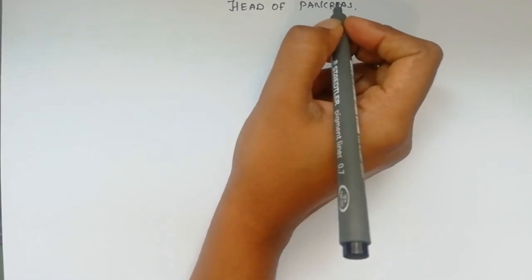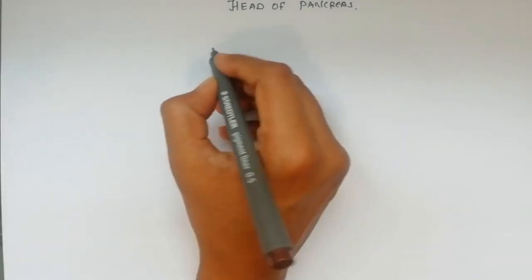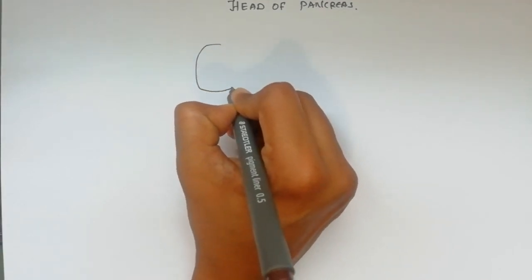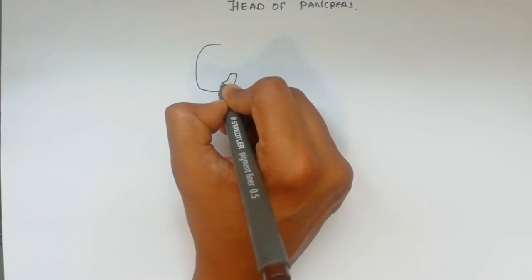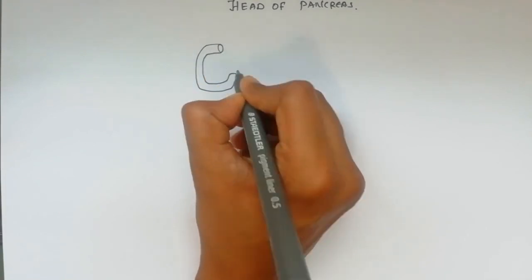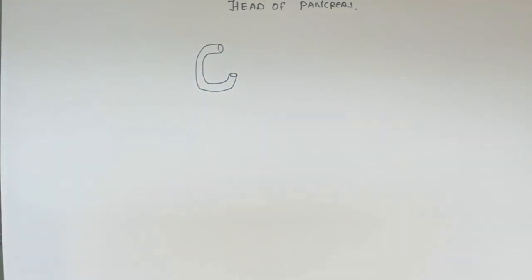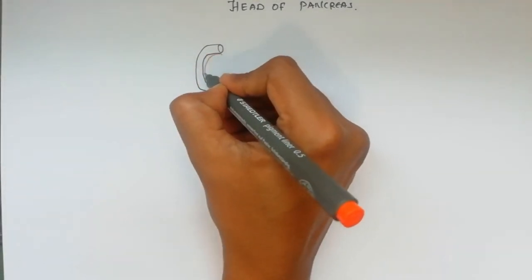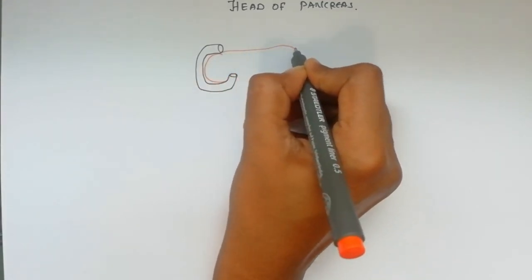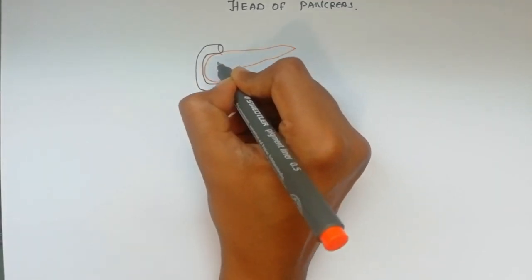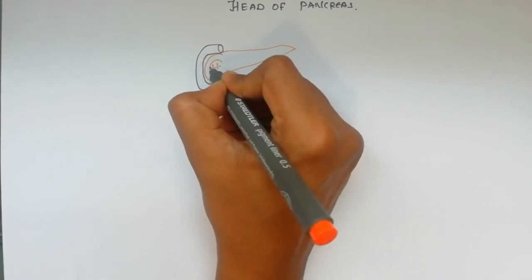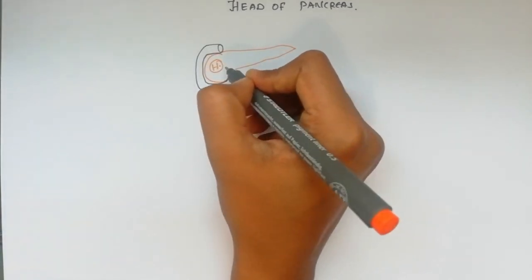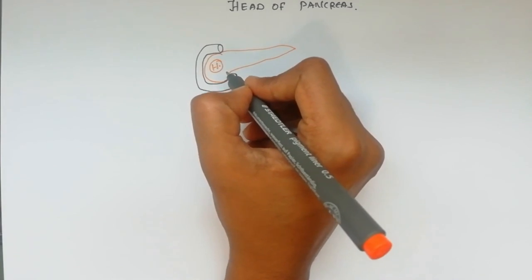Talking about the head of pancreas, it is present in the concavity of the duodenum. As we know, we have got duodenum. In the concavity we have the lodgement of our head of pancreas. So we have our head located in the concavity of the duodenum. About this head we are going to see in detail.